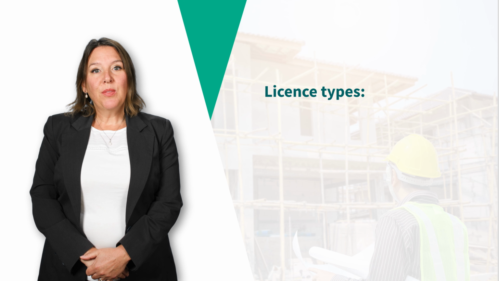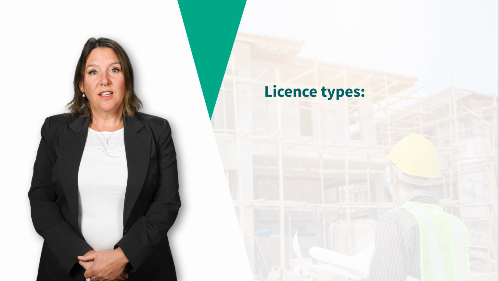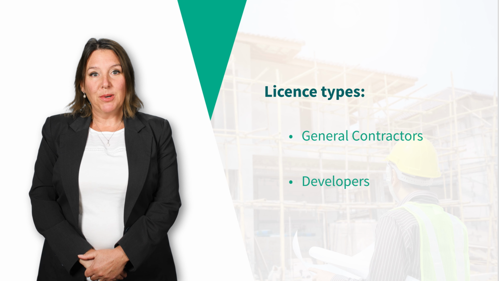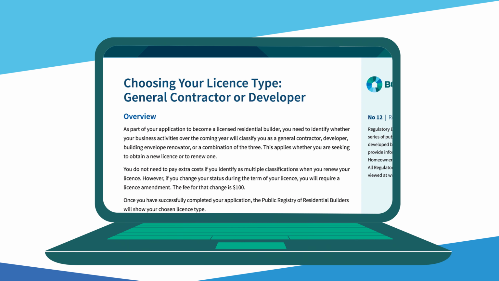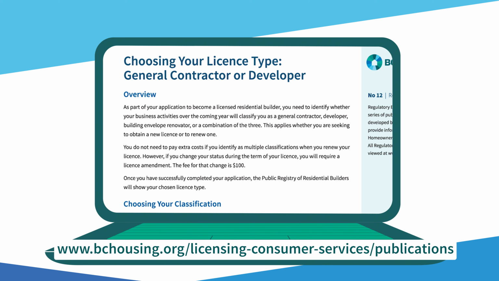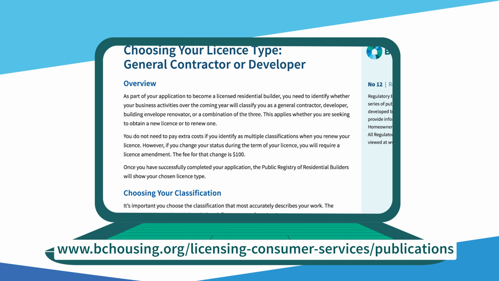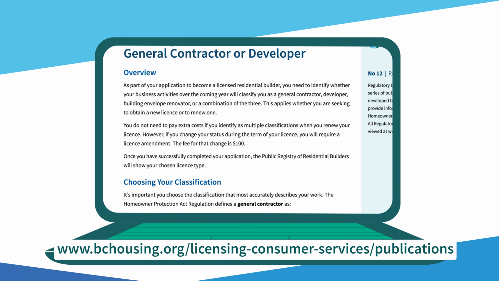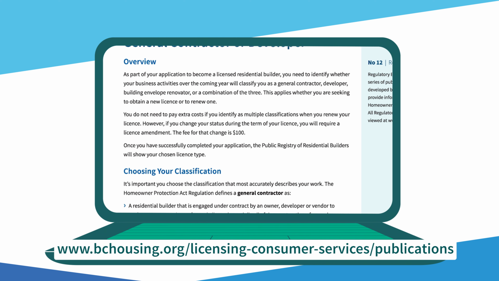License types. There are two main types of licenses: general contractors and developers, which you can learn more about in Regulatory Bulletin number 12, Choosing Your License Type, General Contractor or Developer. You can find the link in the description below. Now, let's look at each type of license in more detail.